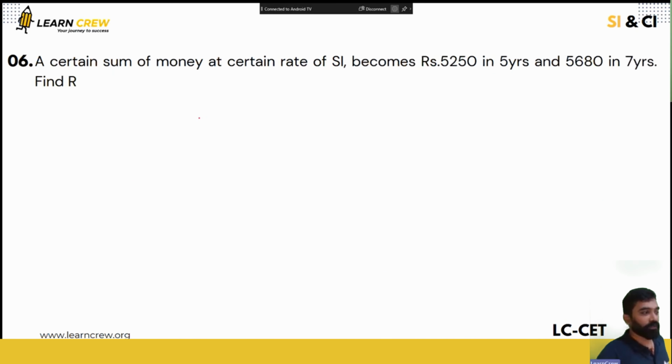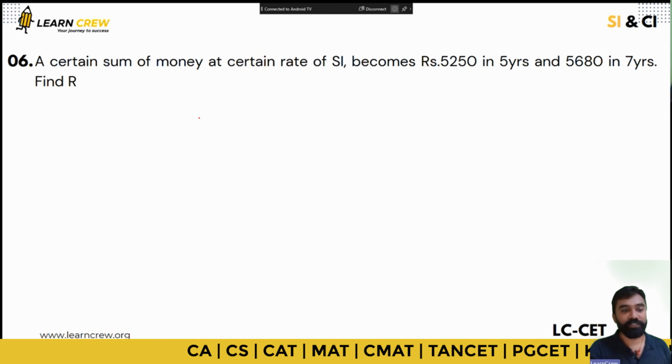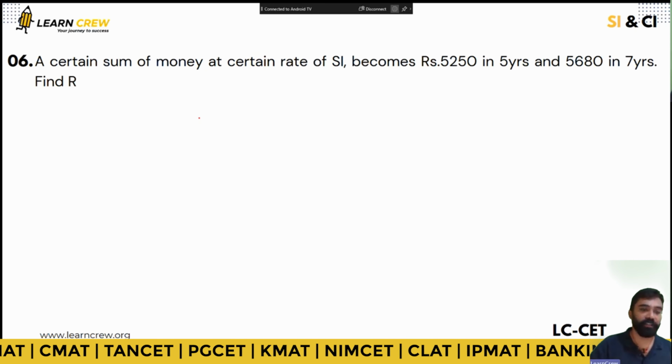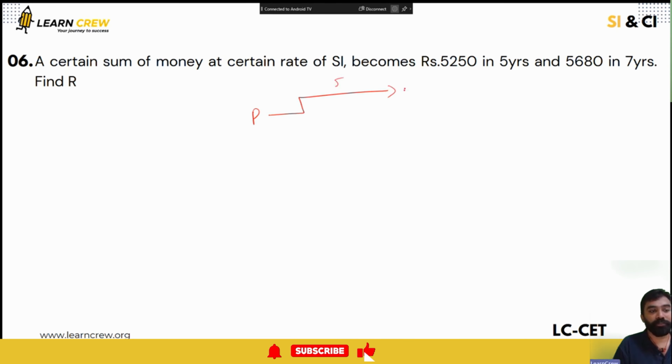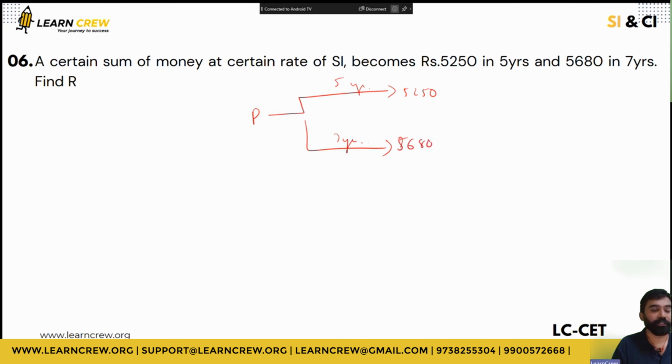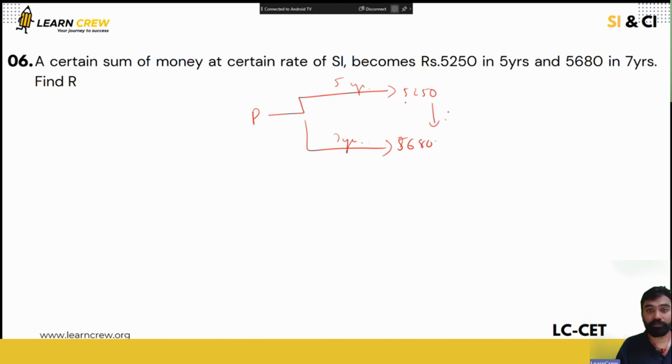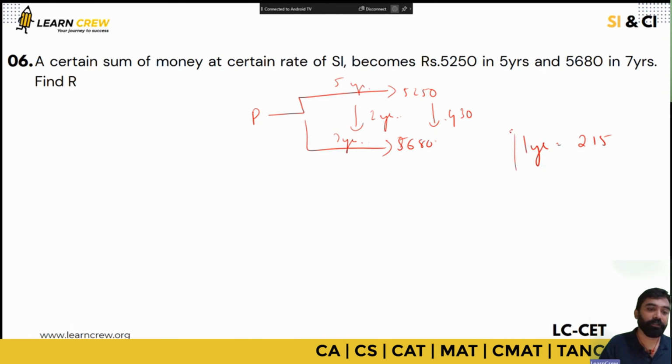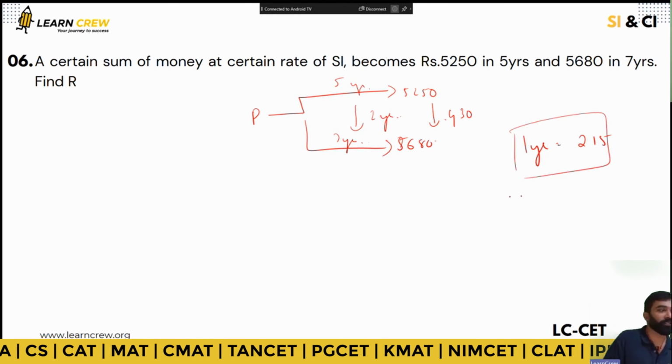Clear? Okay, do this. A certain sum of money at a certain rate of simple interest becomes 5,250 in 5 years and 5,680 in 7 years. Find R. In 5 years, it becomes 5,250. In 7 years, it becomes 5,680. So what is the difference here? The difference is 2 years. If for 2 years it is so much, what is it for a single year?